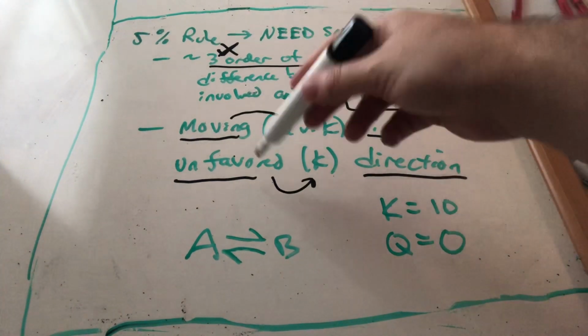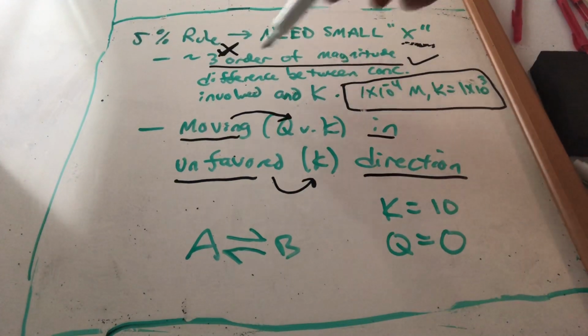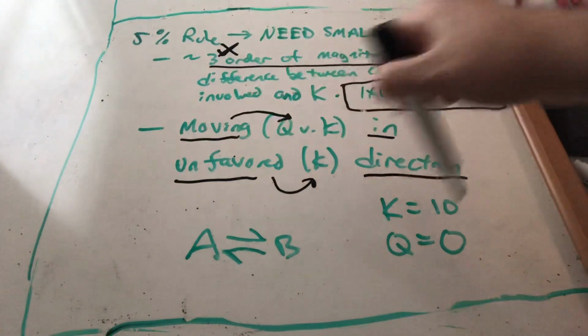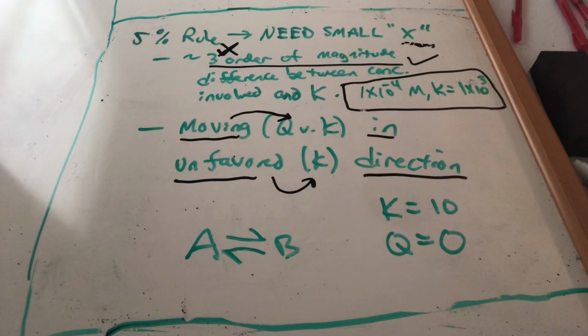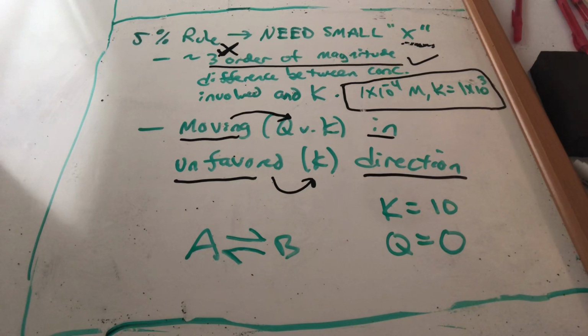If you're moving in the unfavored direction and there's at least a 3 order of magnitude difference between the concentrations and K, then your X is going to be small. Let's practice this down here just in terms of a check. So here's a quick little equilibrium that I wrote between A and B. The K is 10 and the Q is 0.